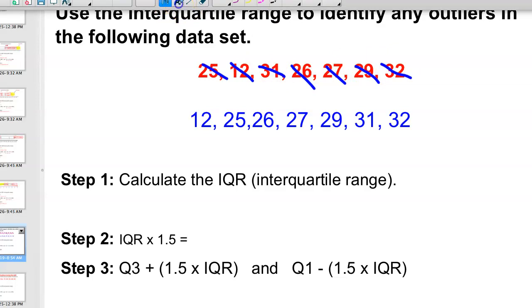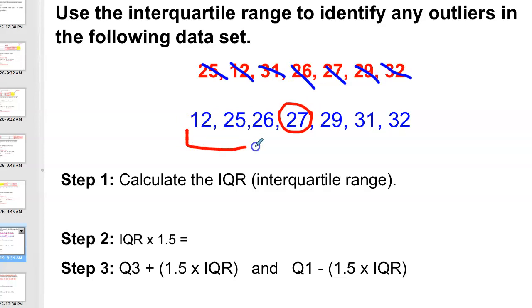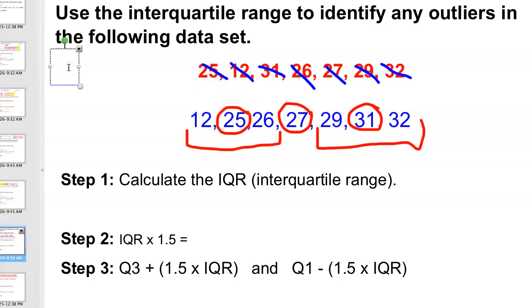Okay, so now from here I can find my median, my lower and upper quartiles. So 27 is my middle number. That's my median. Okay, then I'm going to look at these numbers to find my median of this, which is my lower quartile, and that is 25. And then I look at the rest of my numbers, and the median of the upper half of the data is going to be my upper quartile, and that's 31. So 25 is my lower quartile, and 31 is my upper quartile.